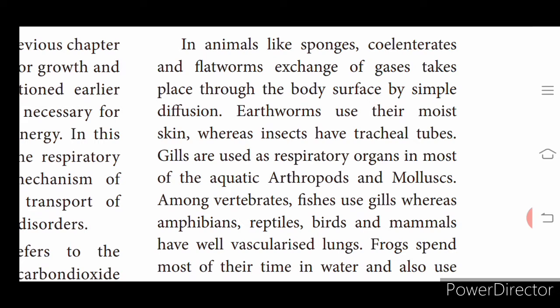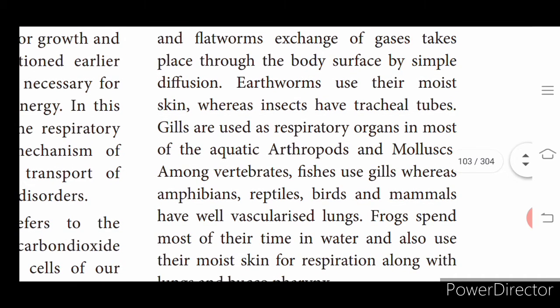So you should know 2 points now. Aquatic organisms' breathing rate is higher, and in sponges, coelenterates, and flatworms, the exchange of gases takes place through simple diffusion. Earthworms use their moist skin, whereas insects use tracheal tubes. Gills are also used as the respiratory organ in the case of aquatic arthropods and mollusks.